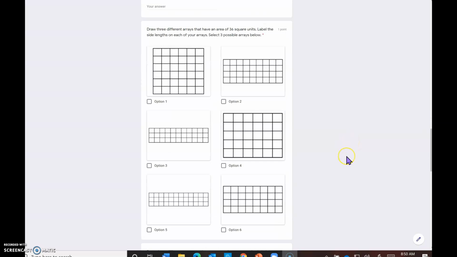Okay, remember we talked about this one yesterday. Remember, you are choosing 3, not just 1, 3. So you need to choose the 3 possible arrays that can make 36 square units. So basically, you're finding the 3 arrays that equal 36 as the area. Pick 3 of them.